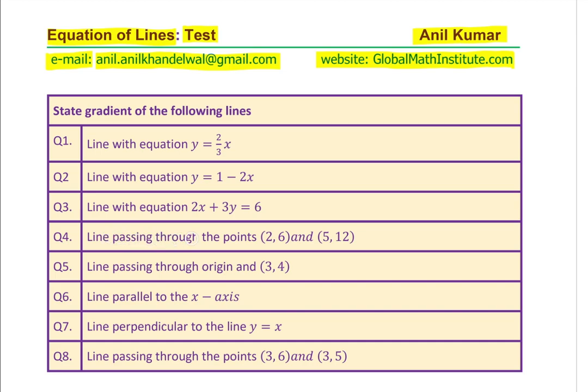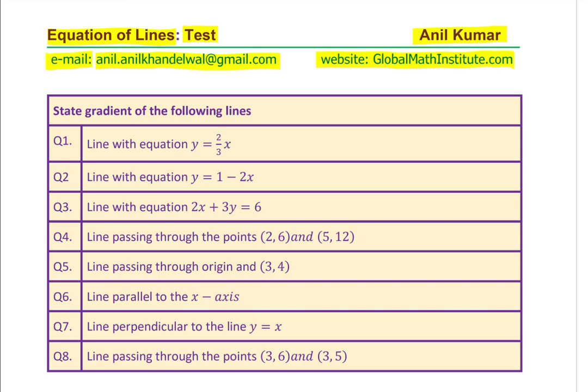Question 4, line passing through 2 points which are (2, 6) and (5, 12). Line passing through the origin and (3, 4). Line parallel to the x-axis. Line perpendicular to y equals x, and a line passing through the given points. So that gives you a good idea about how we find the gradient.